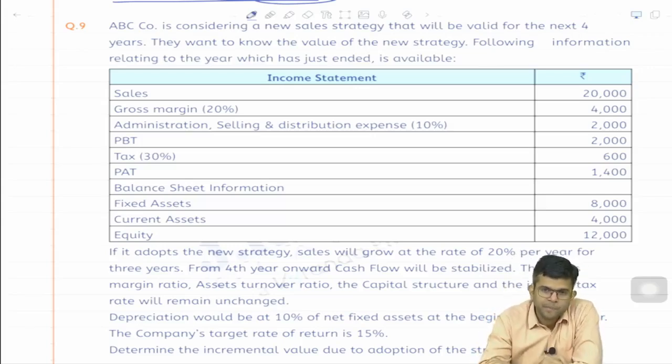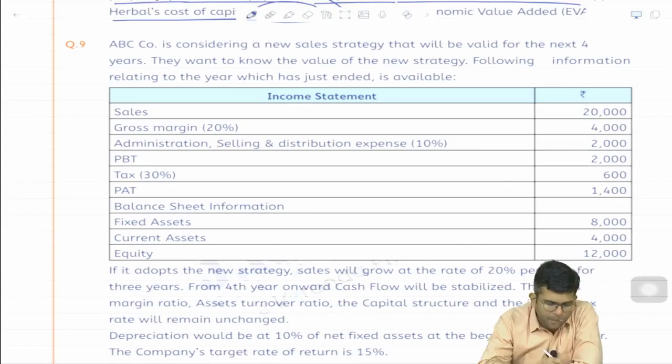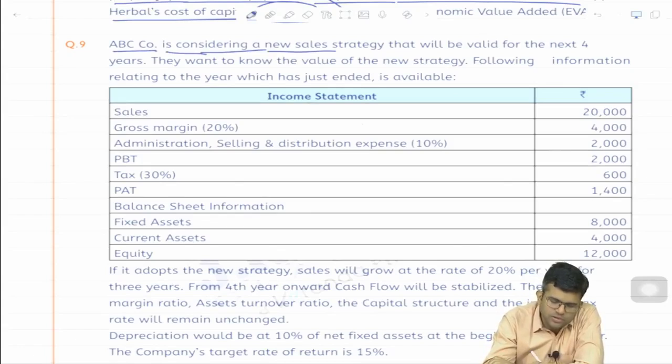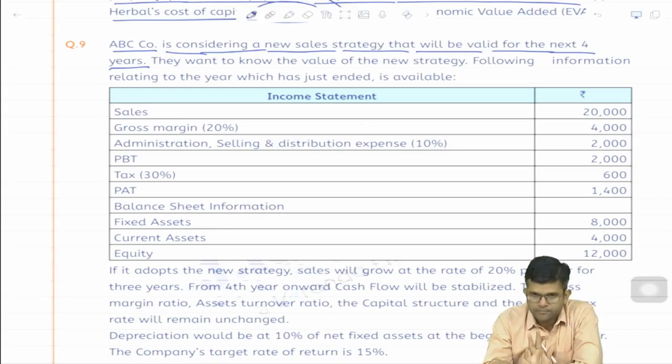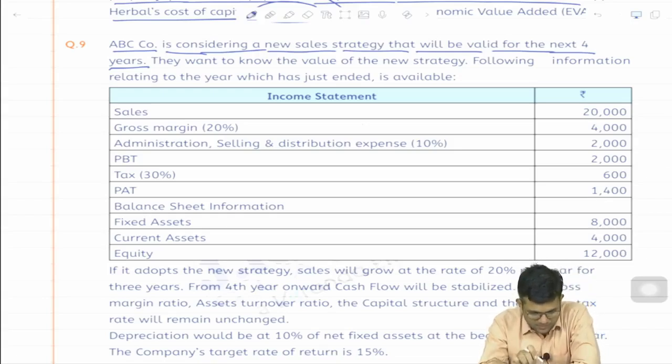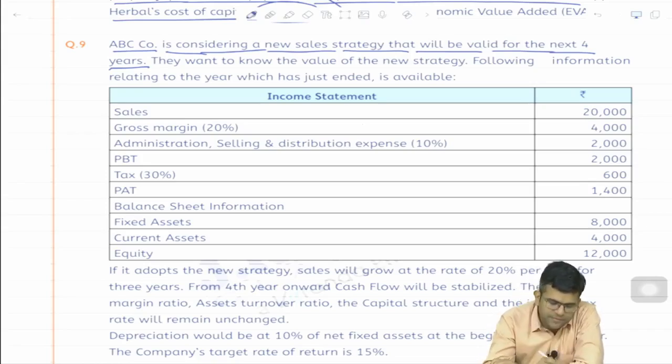Ready? So listen. ABC is considering a new sales strategy that will be valid for the next 4 years. The company is thinking of implementing a new strategy of sales. Valid for 4 years means this strategy will give you benefits for 4 years. They want to know what is the value of the new strategy.